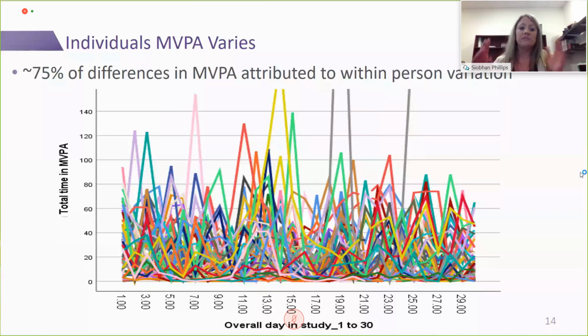So some days they're really active, some days they're not. There's a lot of variation in people's behavior, although here at the bottom, those are kind of the people that are not active at all. They're consistently not active.